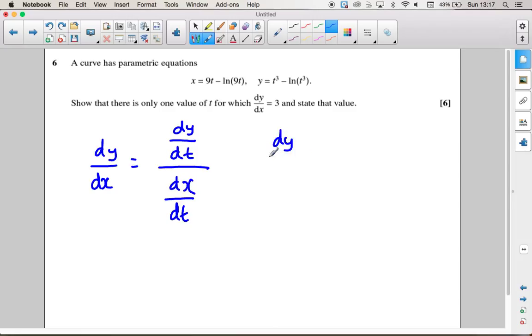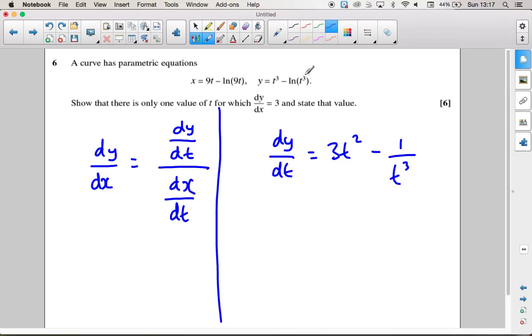Well, dy by dt is 3t squared, take away 1 over t cubed, but times by the differential of this bracket. So that's times by 3t squared. So I'll put that on top. And then you can see most of these t's here will simplify. That's going to give me 3 over t.